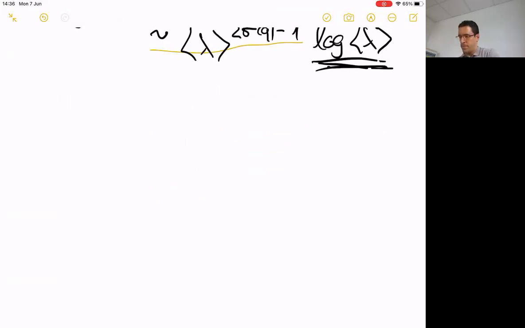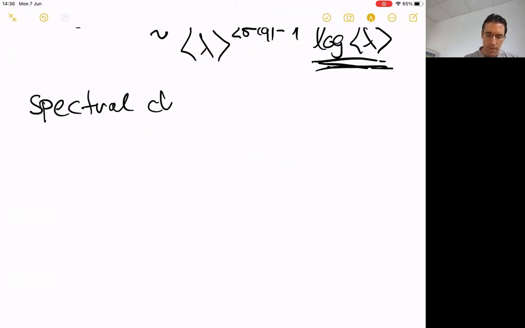All right. Okay, so before I do this, let me tell you a bit about spectral cluster bounds. What is known?